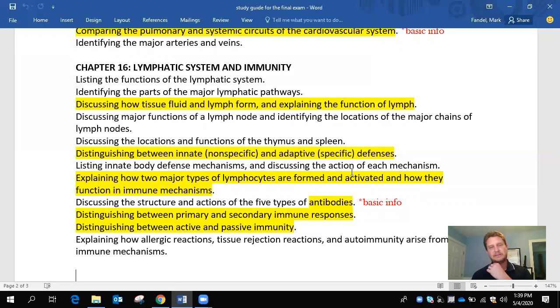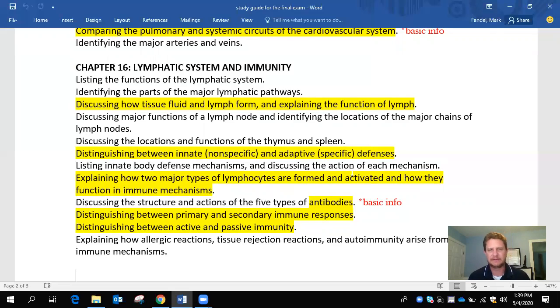Now, when we get into the immune system: distinguish between innate, nonspecific, and adaptive, specific defenses. Innate defenses attack everything. Whatever's trying to get in us, it's going to attack it the same way. It's quick. The adaptive is called specific because it will only attack things that it's been trained for. It'll get trained for one particular thing, and that's it.